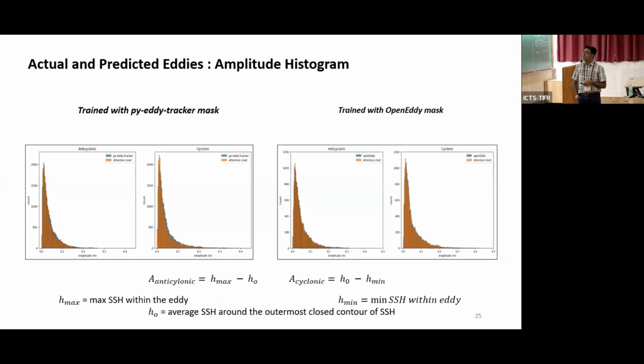And similarly, we have it for the amplitude. Amplitude is the maximum and minimum sea surface height that we can get at the center of the eddy relative to the environment, like the surroundings of the eddy. So the PyEddyTracker and the OpenEddy are shown in blue, and this is the detection from the deep learning model. The deep learning model is capturing the behavior of this sort of statistics of the eddy, the amplitude of the eddy. So the scientific thing is that the higher the amplitude, the lower the number of eddies, and the lower the amplitude, the higher the number of eddies.